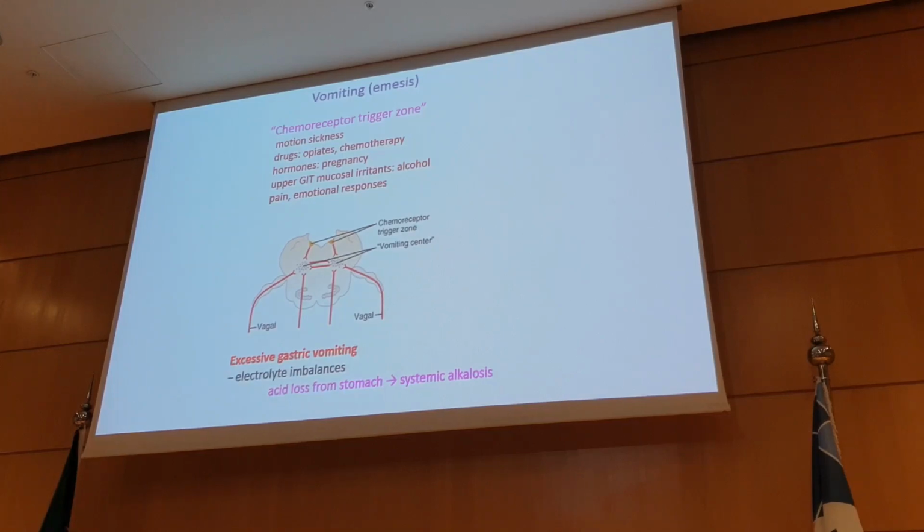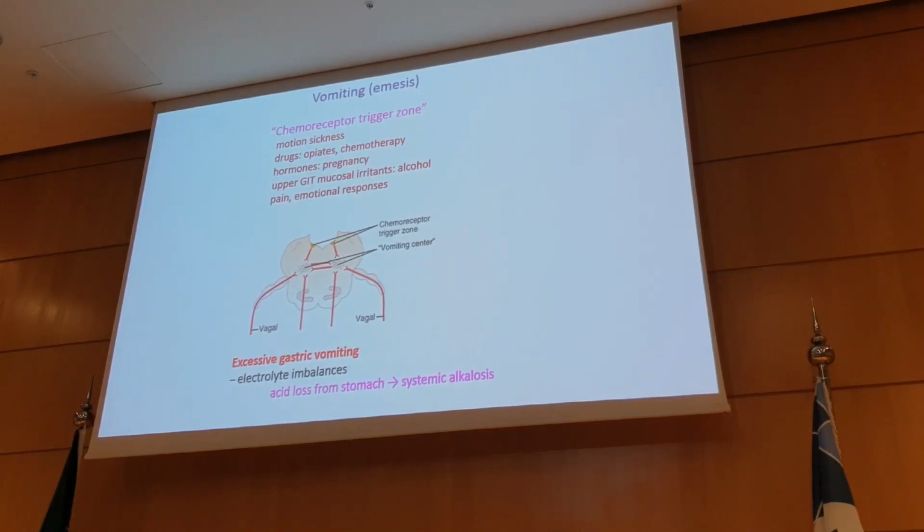You know what a cell does when it puts out acid? Housekeeping, right? So, in the body, if you lose a lot of acid from the stomach, guess what happens systemically? Alkalosis. Your systemic pH goes up because you're losing your body's acid. You need acid-base balance.